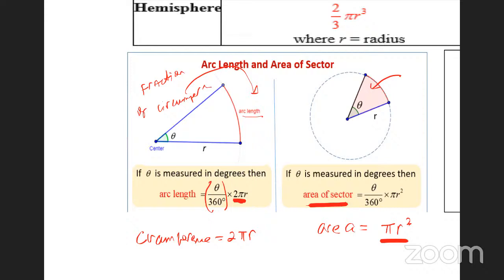So if they ask you to find arc length, you do have to memorize the formula. Arc length is what? A fraction of the entire circumference. If they ask the area of a sector, it's a fraction of the whole area. Okay?